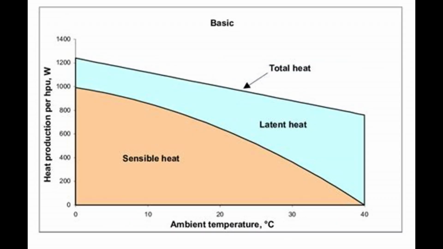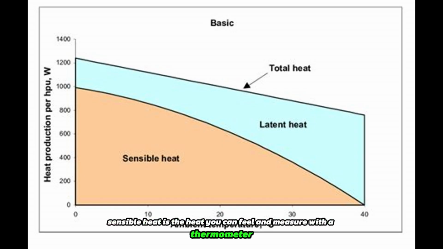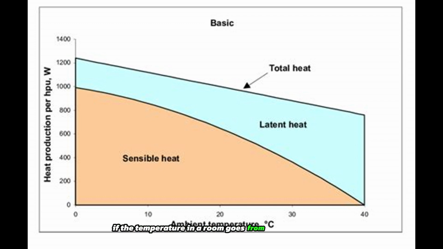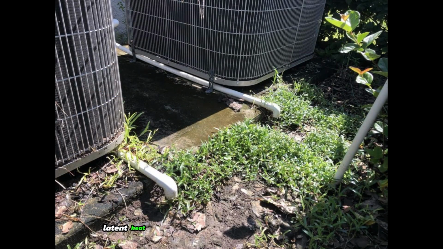Sensible heat. Sensible heat is the heat you can feel and measure with a thermometer. If the temperature in a room goes from 85 to 75 degrees, that's sensible heat being removed. Latent heat. Latent heat is the hidden heat stored in moisture. You can't measure it with a thermometer, but it's there. When your AC removes humidity from the air, it's removing latent heat.